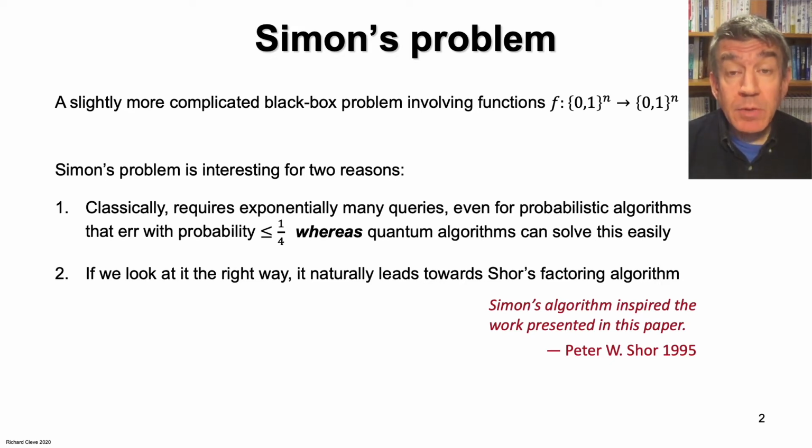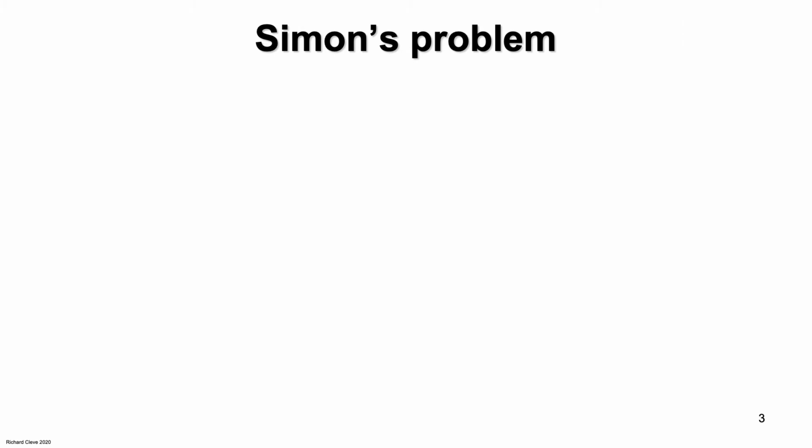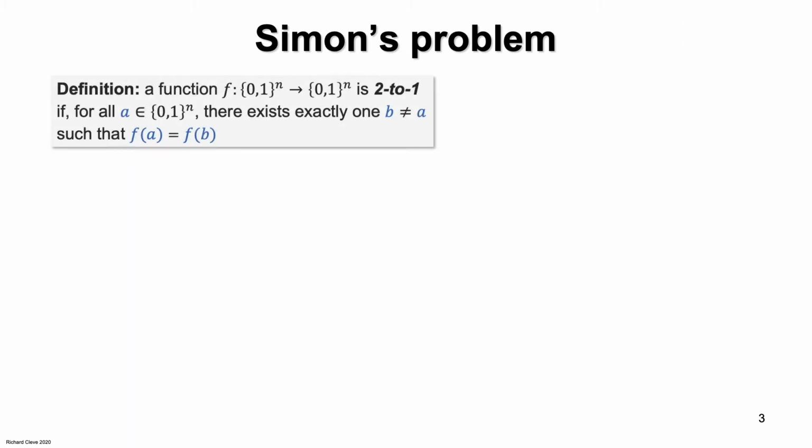Okay, now I'm going to show you what Simon's problem is. The problem concerns functions from n bits to n bits that are 2-to-1 functions, which means that for every point in the range, there are exactly 2 pre-images. In other words, for every value that the function attains, there are exactly 2 points A and B that both map to that value. We call such a pair of points a colliding pair. If A is not equal to B and f of A equals f of B, then A and B are a colliding pair.